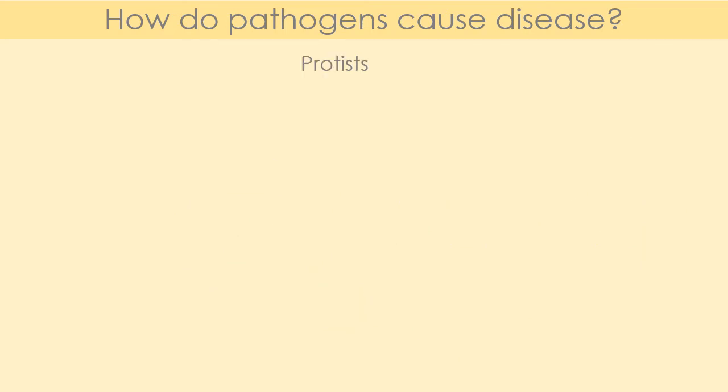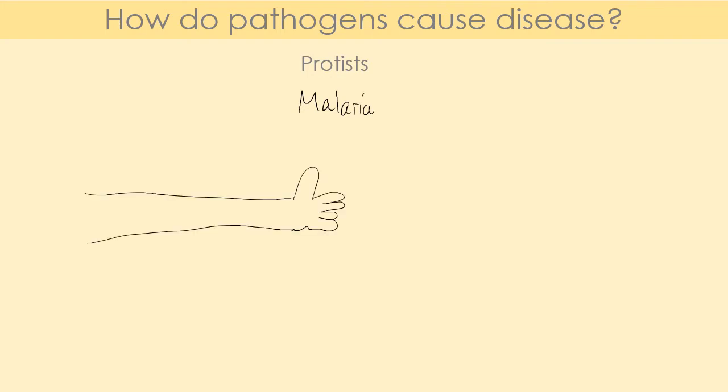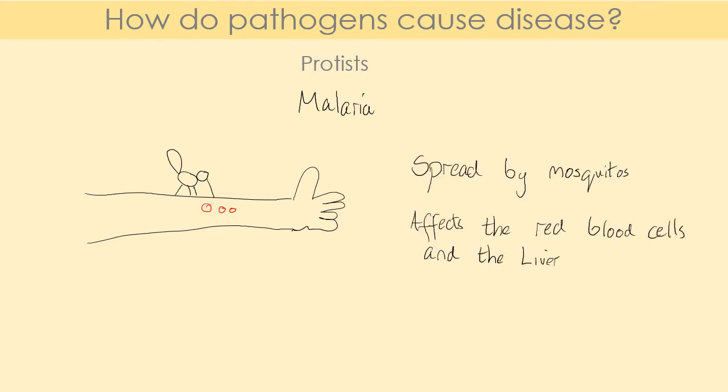We're now going to have a look at protists. The most common protist is one called malaria. Now, malaria is spread by mosquitoes, which are insects that will land on us and bite us. They will spread the protist into us, which can then cause us to become ill. Malaria will affect the red blood cells and it will cause the red blood cells to burst and the liver to stop functioning properly.